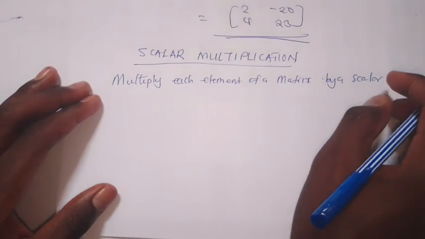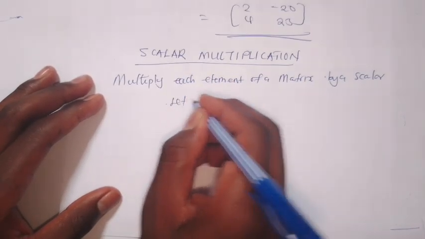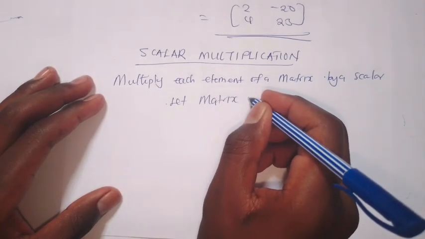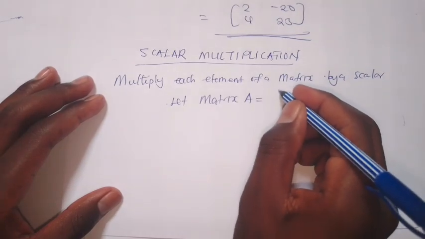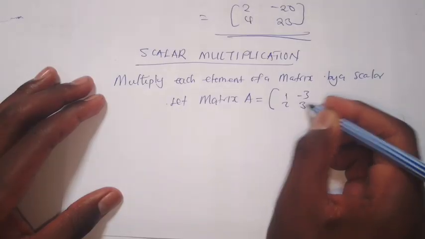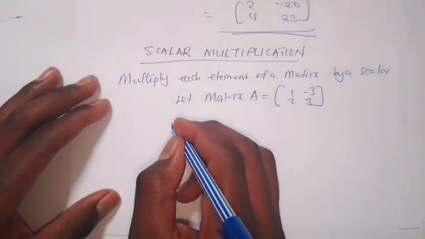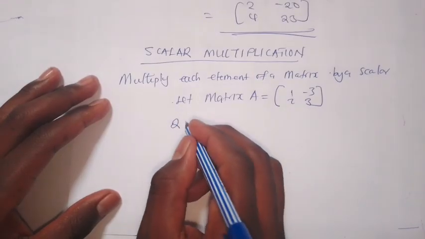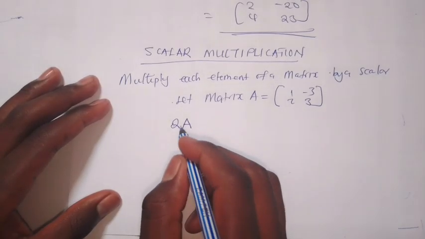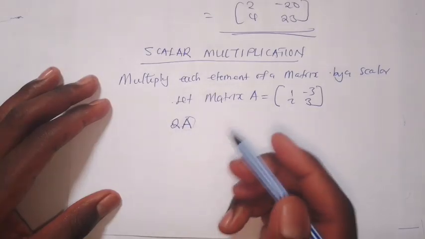For example, let matrix A is equal to 1, 2, -3, 3. Then they tell you to multiply. They give you a scalar 2. They tell you to solve this, meaning this is a scalar. So you multiply everything in A by this scalar.